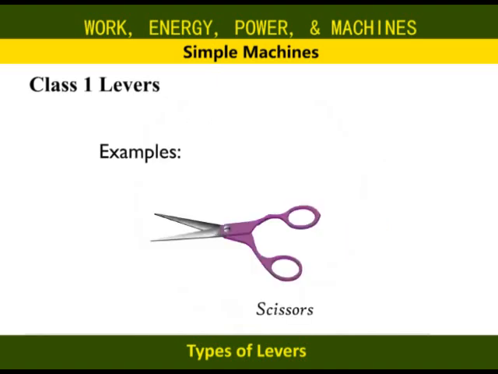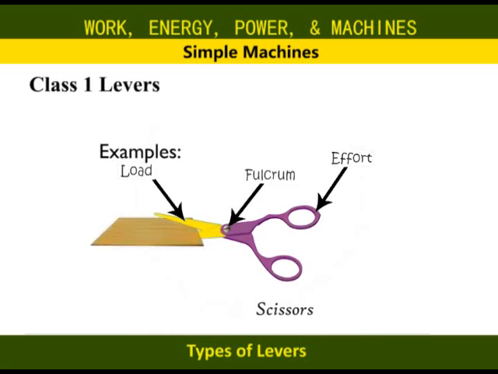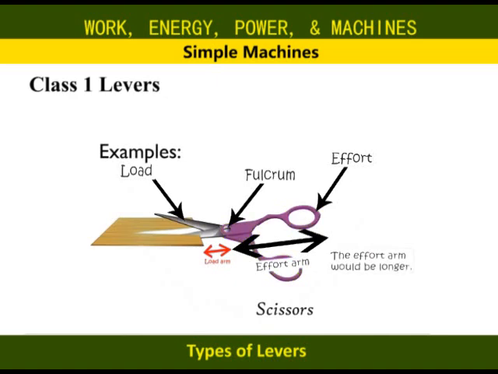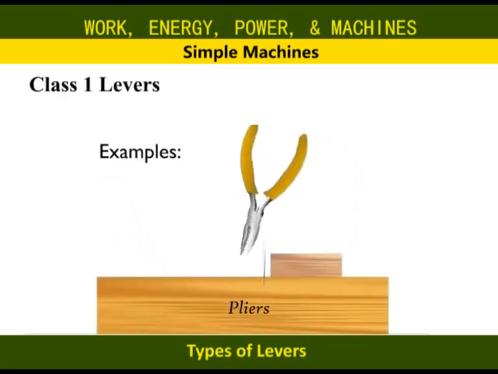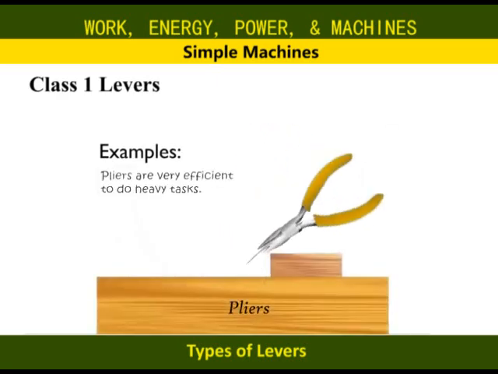A pair of scissors is an example of a first-class lever. Effort, fulcrum, and this is the load area. We place the load near the fulcrum to make the load arm shorter. Placing the cardboard here will be difficult to cut, but if we place it here, the cardboard will be cut much more easily as the load arm will be shorter than the effort arm. For a pliers too, the effort arm is longer than the load arm, making pliers very efficient in doing heavy tasks.